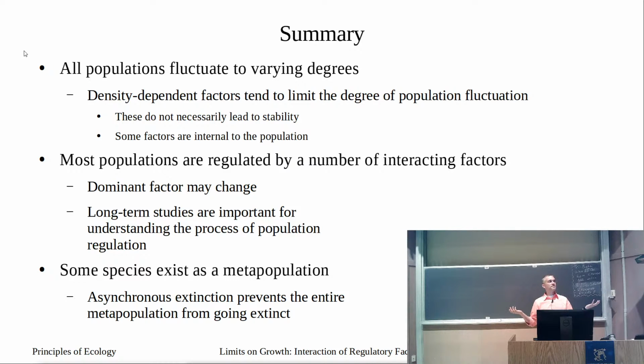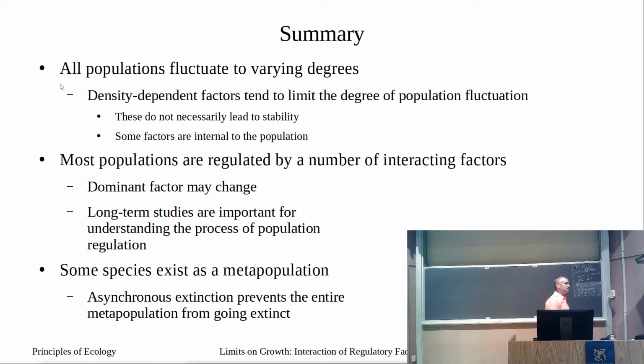All populations fluctuate. They're going to fluctuate to varying degrees based on the underlying regulatory factors, based on the underlying environmental conditions. Now, our density-dependent factors tend to limit the degree of fluctuation that we see, and that noise is really contributed by our density-independent factors. Now, just because we have density-dependent factors at work doesn't mean we're going to be a stable population. It's kind of an important point. If we're a stable population, yes, we do have density-dependent factors working, and they're probably the dominant factors. But just because we have these factors doesn't mean that we will become a stable population.